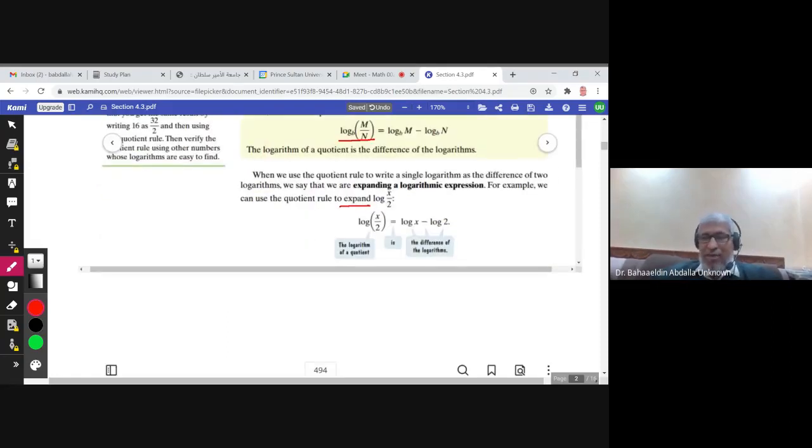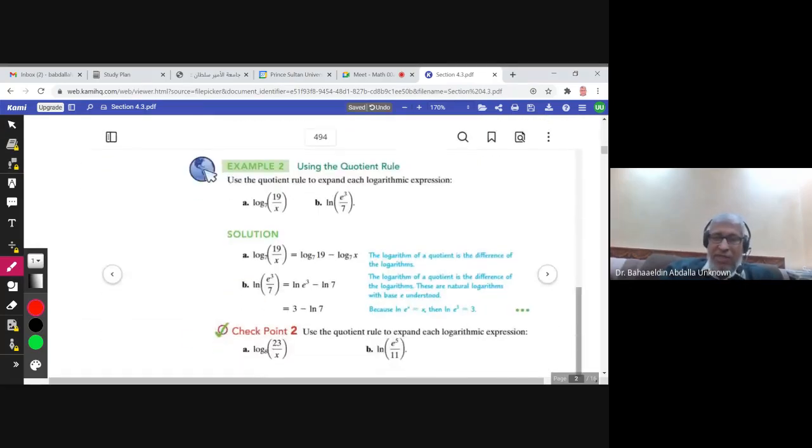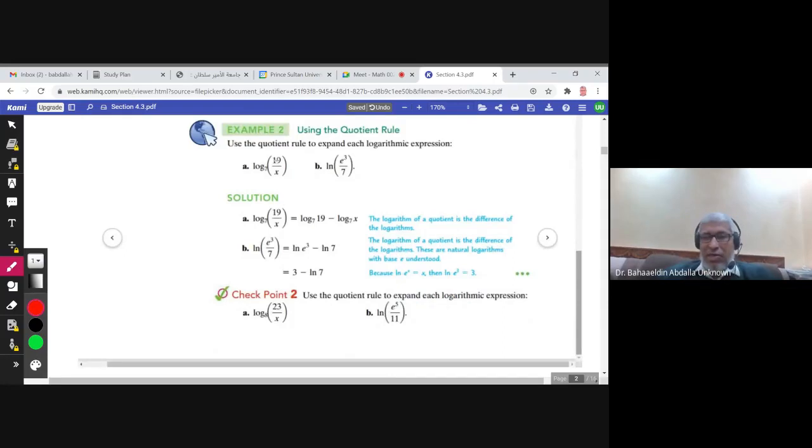So this is expansion. But the question would always be expand. So how to expand log x over 2? Log x minus log 2. And the base here is 10. This is a common logarithm. This is an example. Log 19 over x would be log 19 minus log x to the base 7. ln e cubed over 7 would be ln e cubed minus ln 7. Remember, there is a formula, ln e^x equals x. So ln e^3 would be 3. So you can write this as 3 minus ln 7.